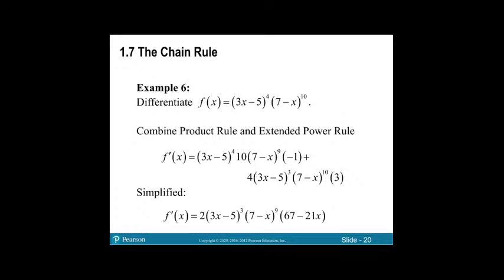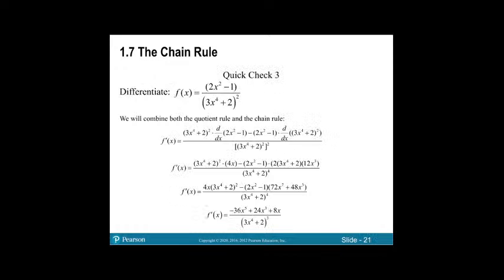So example 6, differentiate. Oh yeah, we just did that one. Okay, on to the next one, and then it's a quick check. That one's using the quotient rule. Remember, the quotient rule was low D high minus high D low over low low, right? So you're going to be doing the quotient rule in conjunction with the chain rule. That takes a little work.